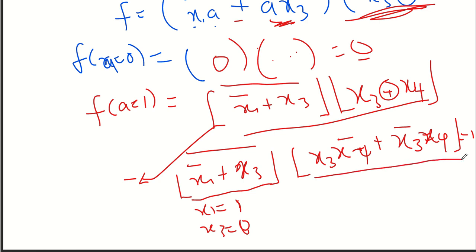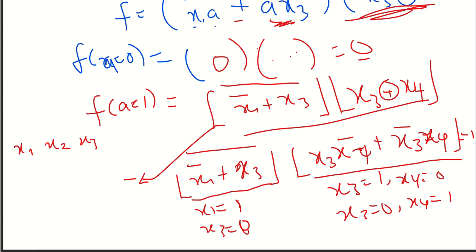Now you can do the same thing for here. But for here, to get a 1, if x3 is 1, x4 must be 0, and if x3 is 0, x4 must be what? 1, to be able to get a 1. So you realize that at the end of the day, our test vector for x1, x3, x4 will be 1, 1, 0. But so our test vector x1, x2, x3, x4. That's our test vector.